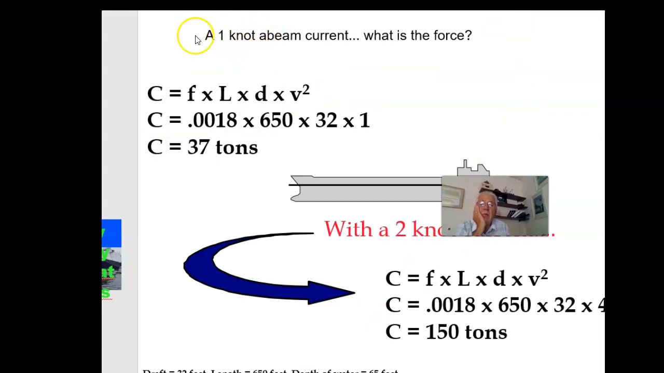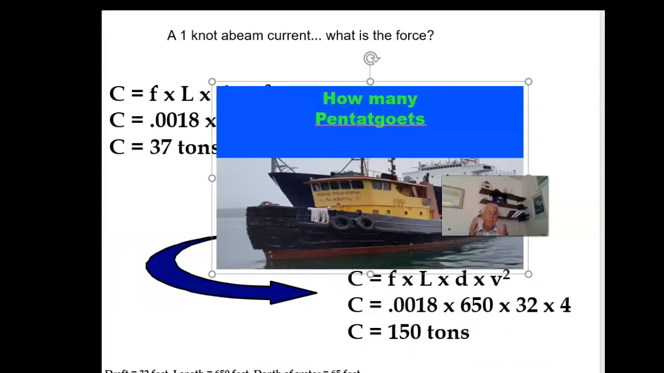We were talking about a 1 knot current, and what about a 2 knot current? The difference between a 1 knot current and a 2 knot current, you say, big deal, it's not that big a deal. Yeah, it is. With a 1 knot current, we ended up with 37 tons. We take the same ship, we go to a 2 knot current. You see what I mean? We get to a number of 150 tons. Holy smokes. 150 tons. How many Pentagoets?